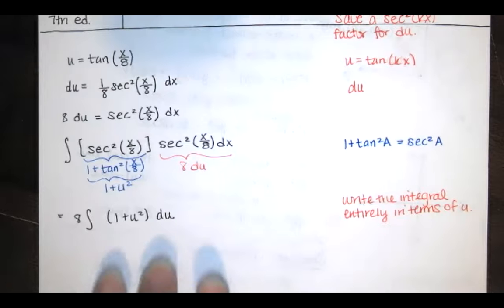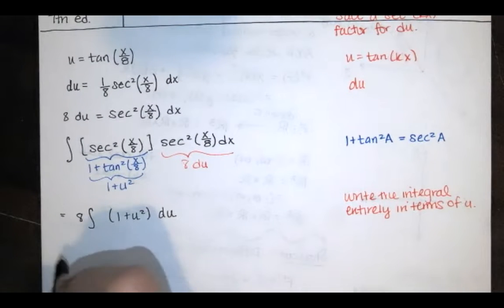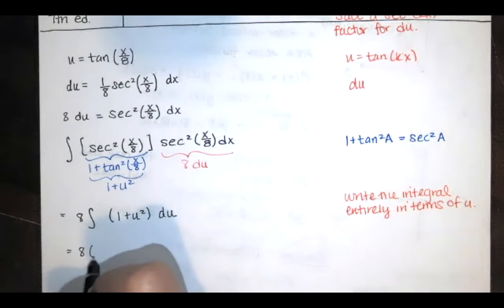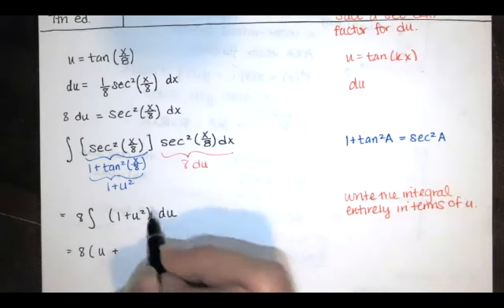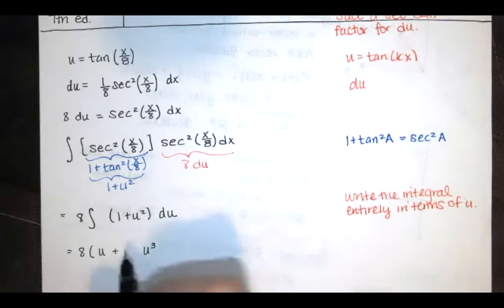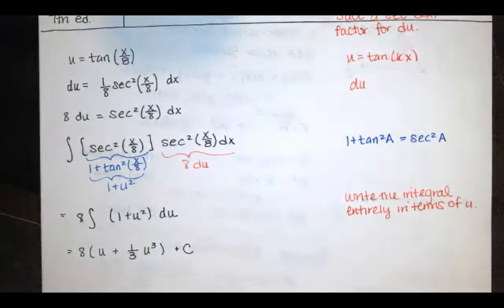Okay, so now we just antidifferentiate this, and then don't forget to back substitute. The antiderivative of 1 with respect to u is u. The antiderivative of u squared comes from applying the power rule. We add 1 to the exponent and divide by the new exponent. Don't forget to add your constant of integration.